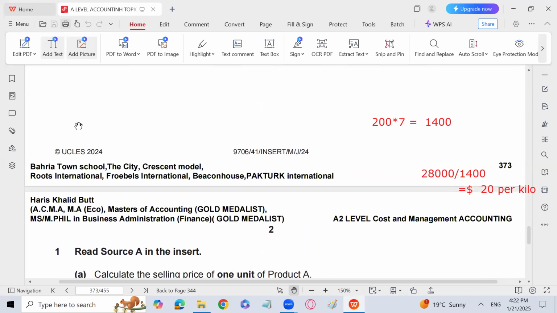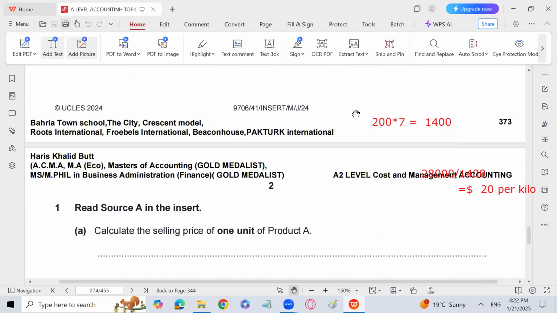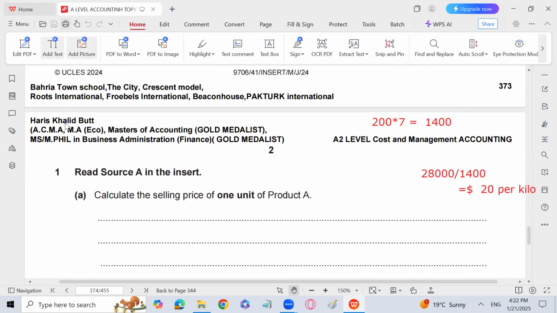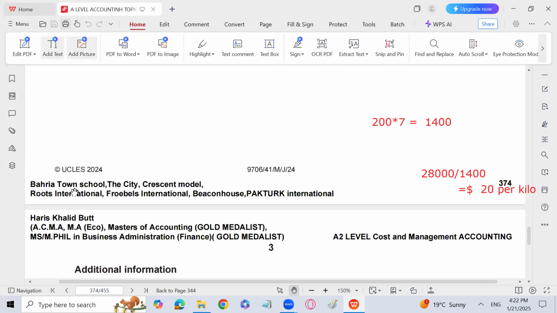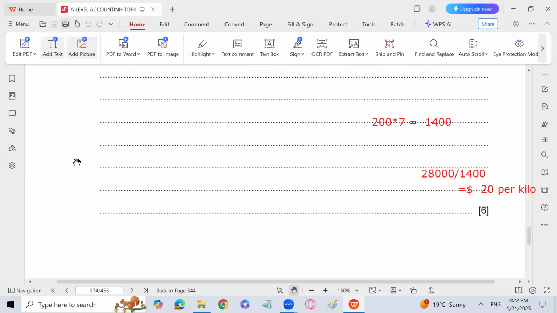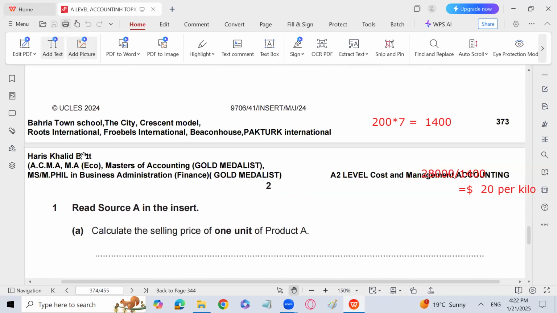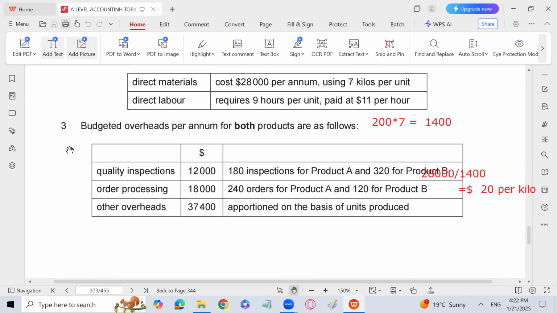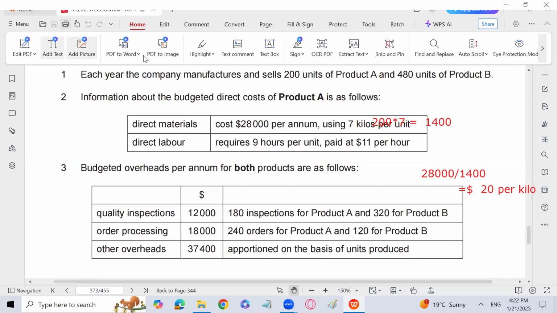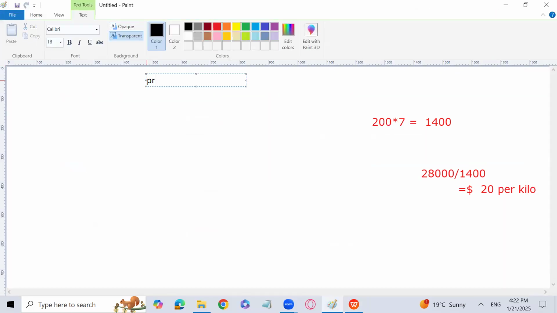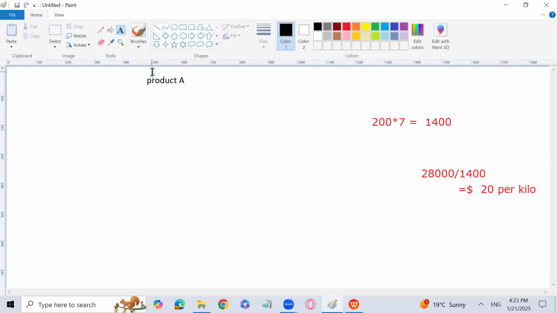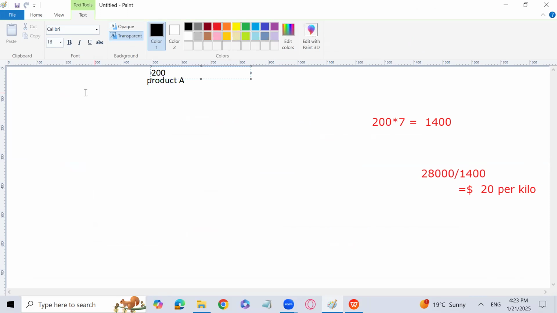Next, he is not asking us to find the selling price of both products, A and B. No, just for product A. So let's calculate it. Selling price of 1 unit of product A. Let me calculate it for you. I will write here. Product A. How many units are going to be produced of product A? There are 200 units, right?